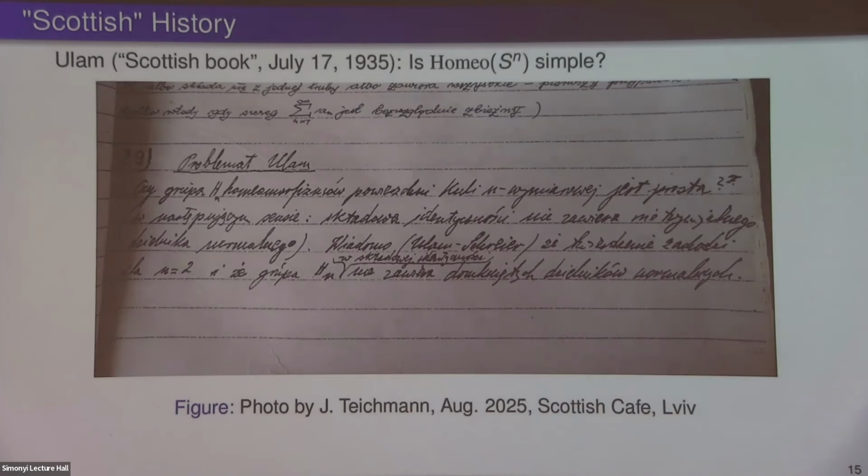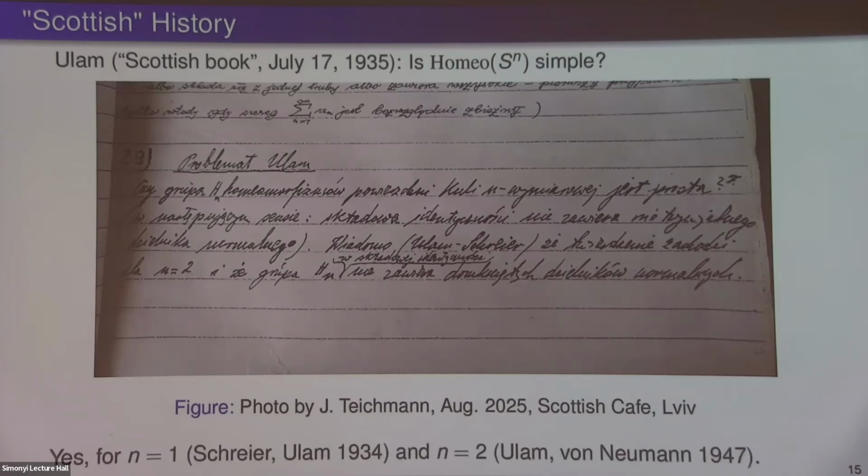As for the history of the simplicity question, it has a very long and rich history. It goes back at least as far as the early 1930s, when it was posed for homeomorphisms of the n-sphere by Ulam in the Scottish Book. As you can see in this photo, it was problem 29 in the Scottish Book. This photo was taken by Joseph Teichmann, who's the department head at ETH, last August in the Scottish Cafe. They keep a copy of the book, and Joseph was there, and he took this photo and sent it to me. The cafe now is in the city of Lviv, which is currently in Ukraine. At the time, it was in Poland.